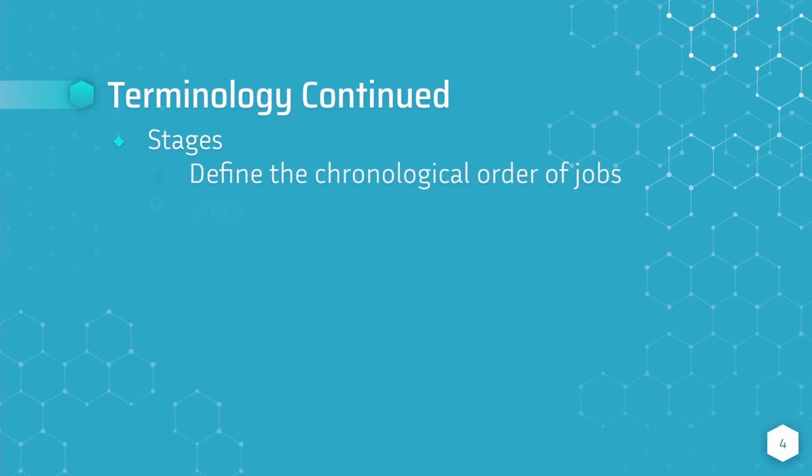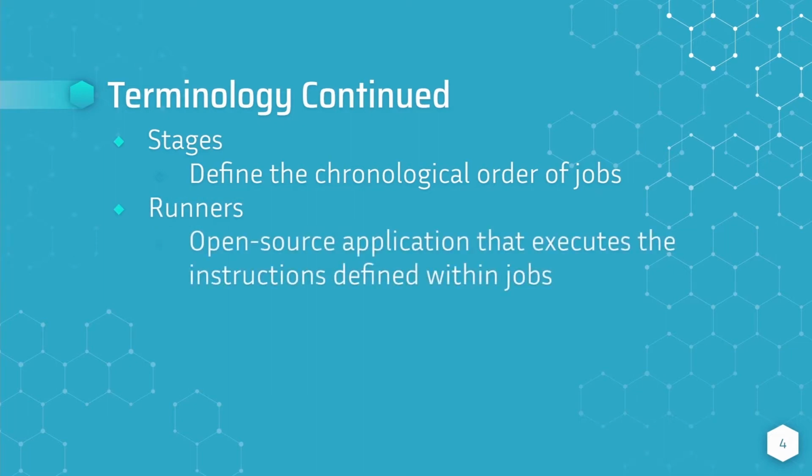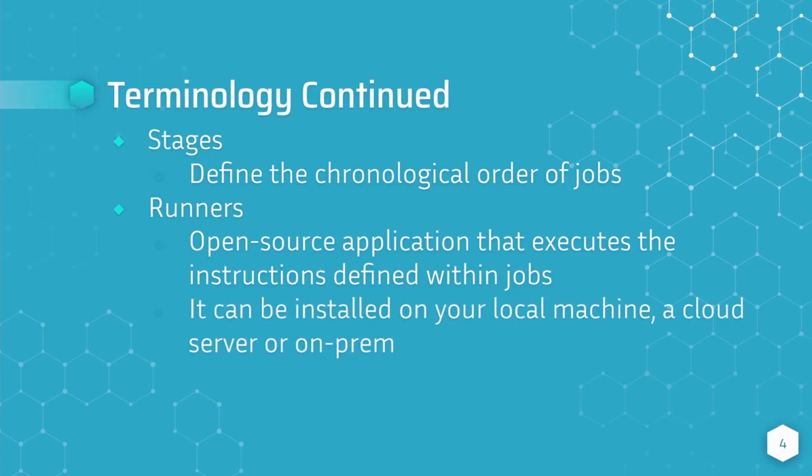And finally, we have GitLab runners. GitLab Runner is an open source application that executes the instructions defined within jobs. It's a program that can be installed on your local machine, a cloud server, or on-prem. Shared runners are hosted by GitLab. Now that we've defined these concepts, let's get started.